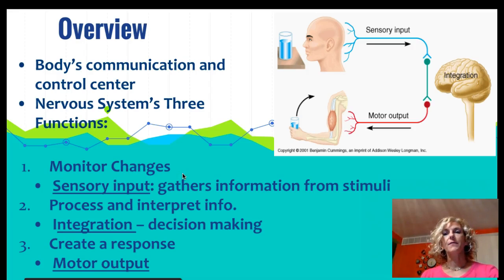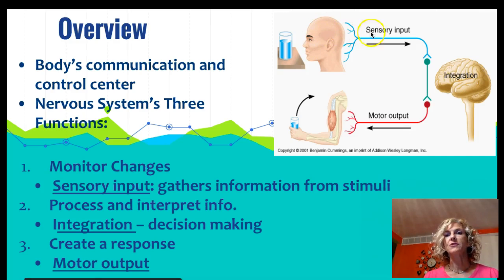So first of all, the nervous system is your control center. I think you're familiar with that. It's making decisions, it's telling your body what to do, it's coordinating responses. There are three components, and these three components really identify the three functions of the nervous system.